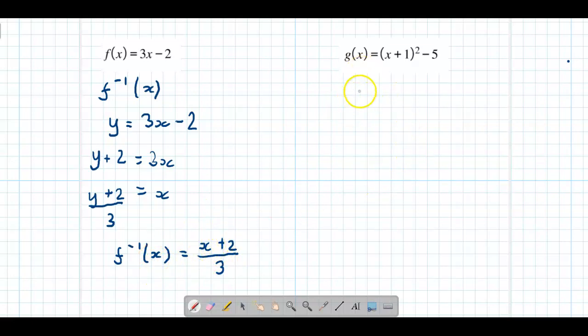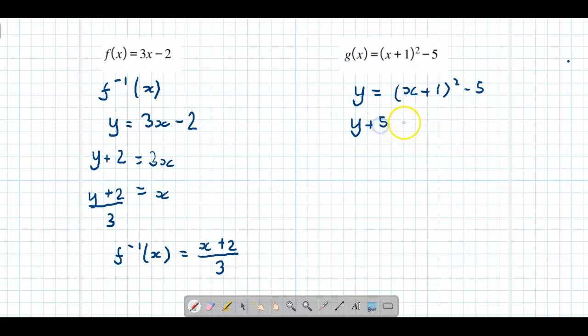So we're going to do another more complicated one here, following the same idea. We're going to start off, instead of g(x), we're going to make it y. We're going to have (x plus 1) squared minus 5. We're going to make x the subject of the equation. Now to do that, I'm going to add 5 to both sides.